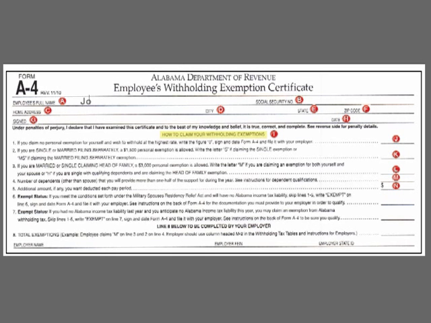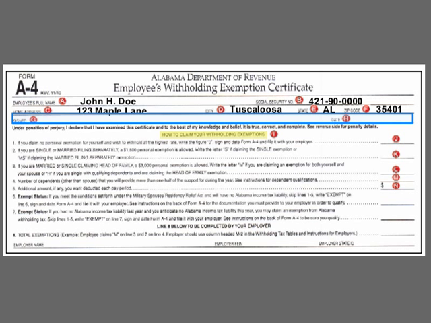In line A, please enter your full name. Line B, please enter your Social Security number. Line C, enter your home address. Line D, enter the city you live in. Line E, enter the state you live in. Line F, enter the zip code you live in. Line G and H, you will skip.